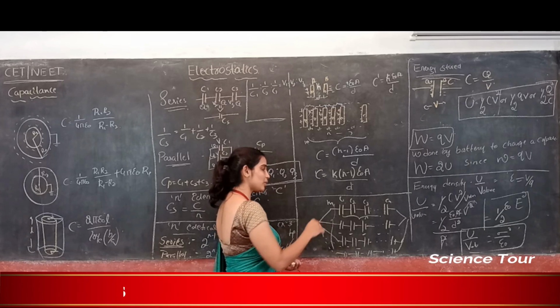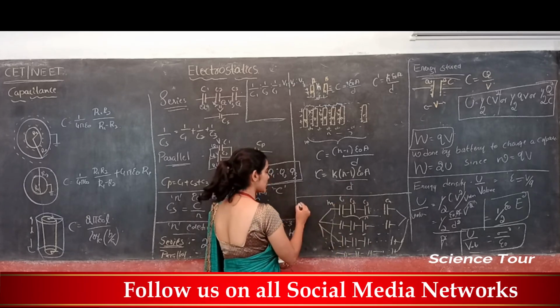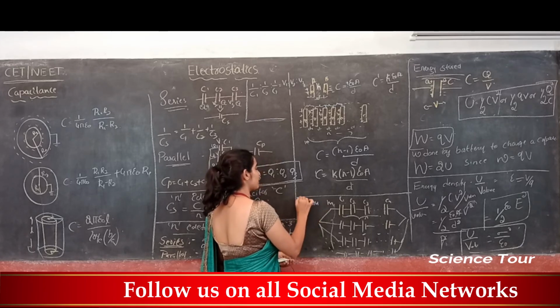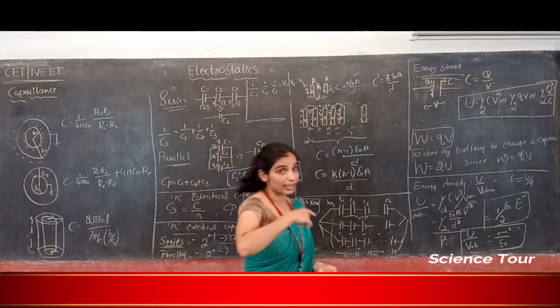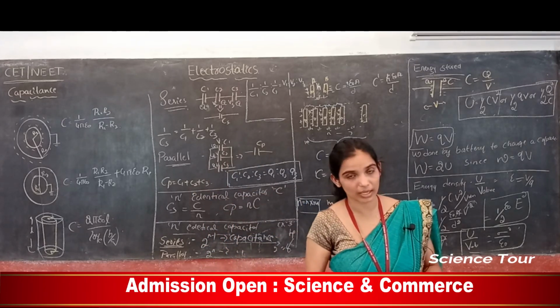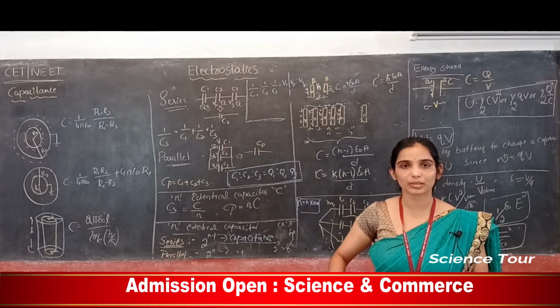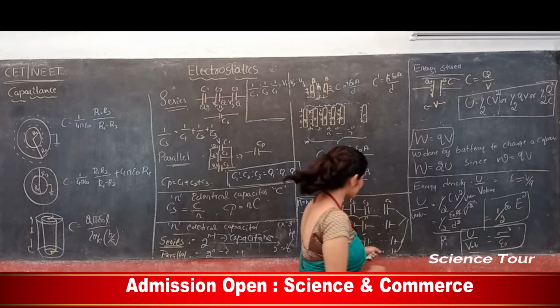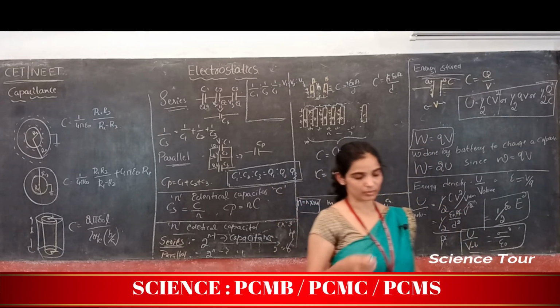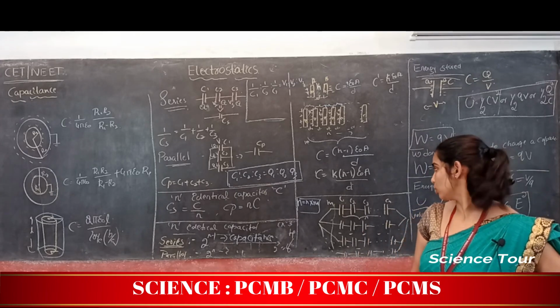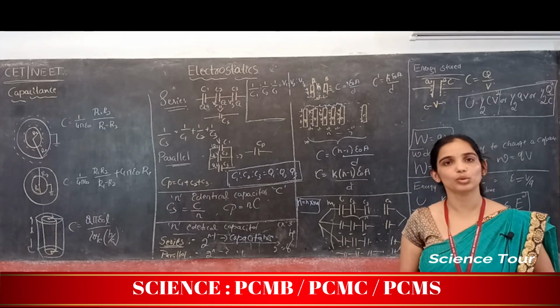What is the number of total capacitors present here? Number of capacitors is n into m. There are n capacitors in series combination in each row. Such m rows are in parallel. This is a mixed grouping of capacitors. So total number of capacitors will be m into n or n into m.